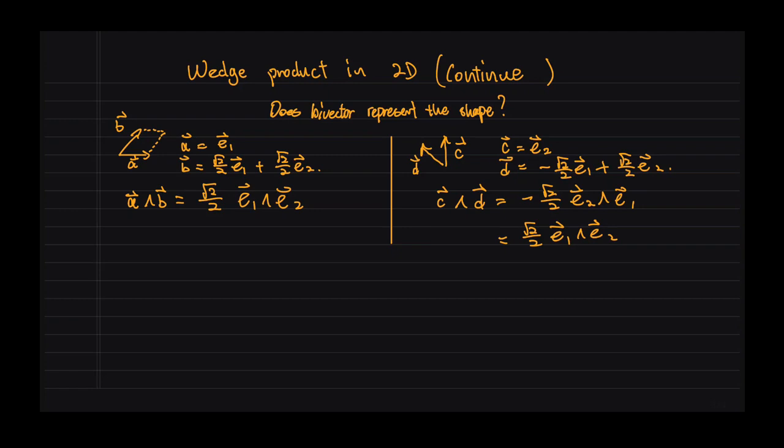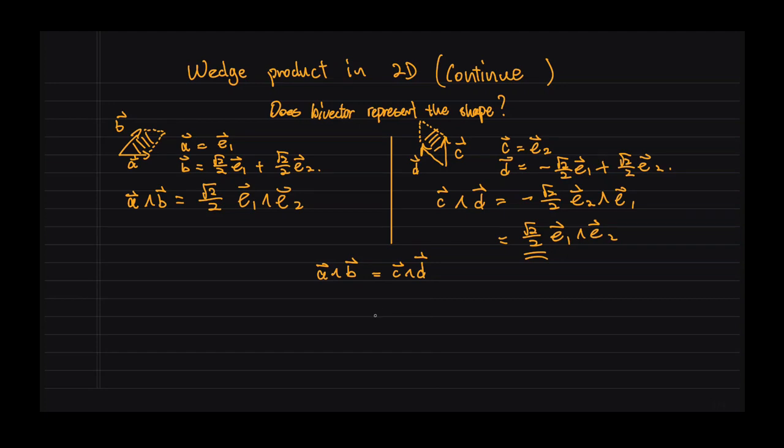So the answer we have is that A wedge B is equal to C wedge D. This actually means that the bivector, the result of the wedge product, does not represent the shape of the area. Of course, if we draw a parallelogram, the number here is the area of the parallelogram, but the bivector doesn't fix the shape.